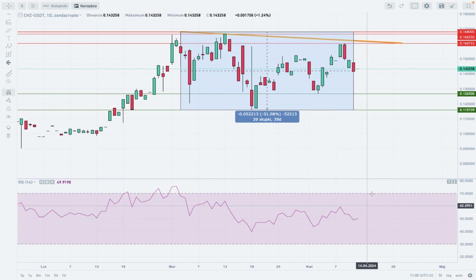We need a very nice spike to the upside if the bulls want to continue, or we need a reversal to the downside if the bears want to test this level here and maybe even break it. So that's the outlook for the Chiliz as our altcoin of the week.